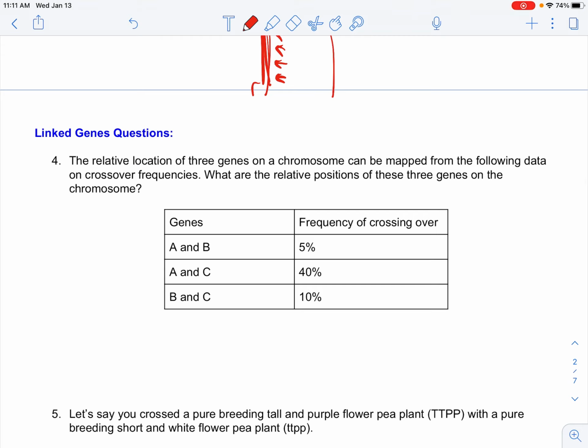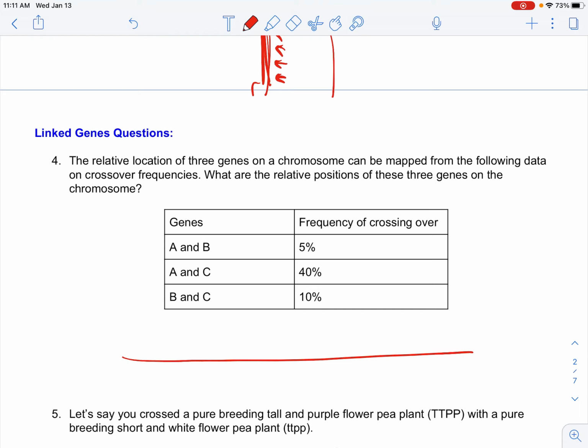Okay, so let's say we have a chromosome. I'm just going to draw the chromosome horizontally here. And on this chromosome, we have 3 genes, gene A, B, and C. And we want to know, where are they? Is it like this? Is it like this? Oops, that's the same thing. Okay, how are they positioned? How are they oriented relative to each other on this chromosome?